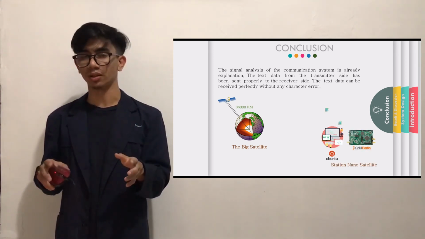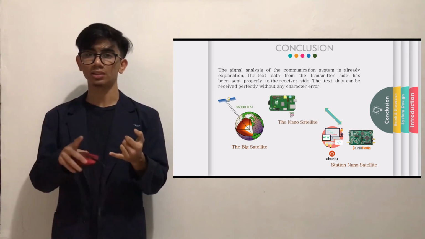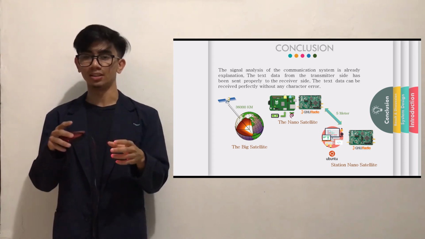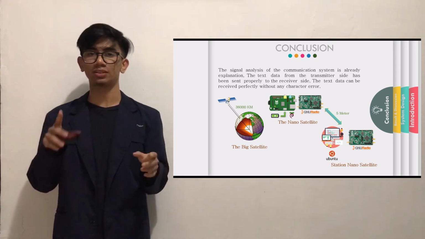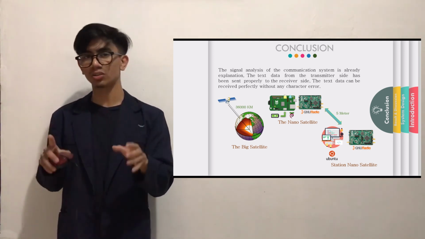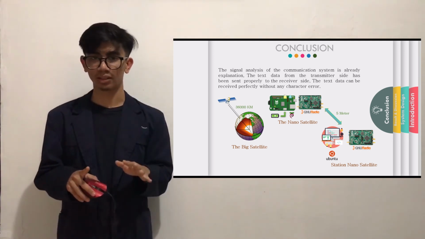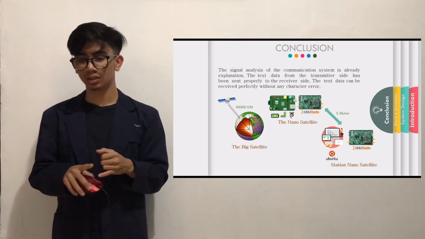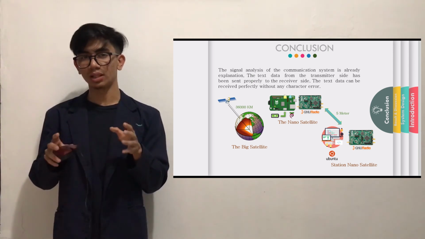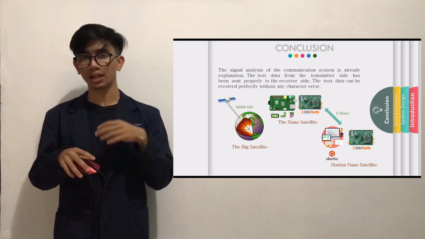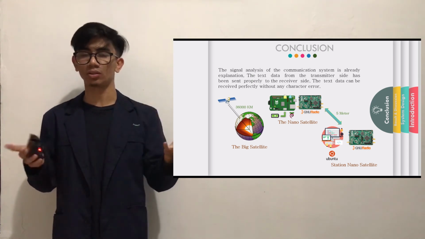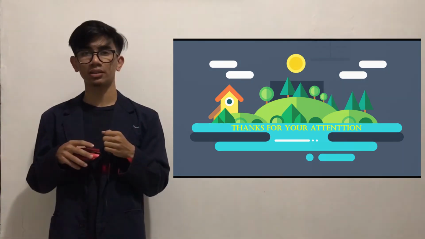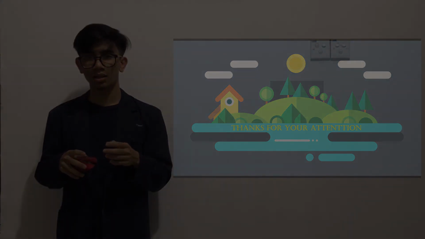It's about the conclusion. The nano satellite has the same function as a big satellite, but the difference is the distance. A big satellite is at 36,000 kilometers, but the nano satellite only has 5 meters, and the bandwidth is a little bit different. So we can see here that the text data can be transmitted and received perfectly without any error. Okay, I think that is my presentation about the low cost nano satellite. Thank you very much.